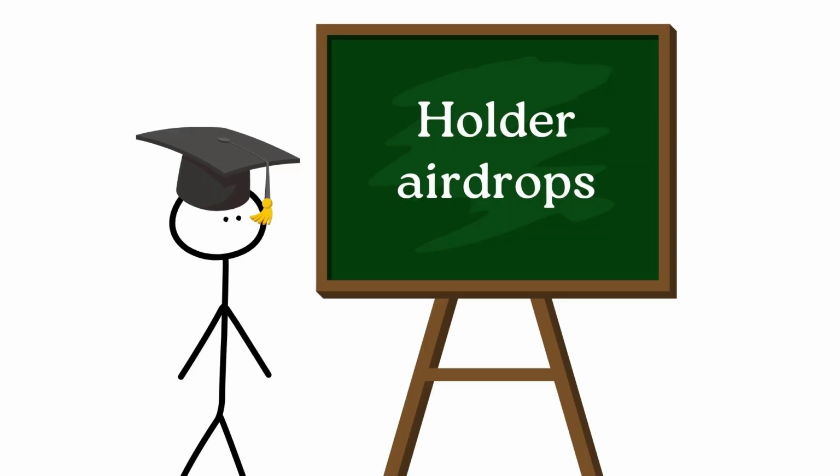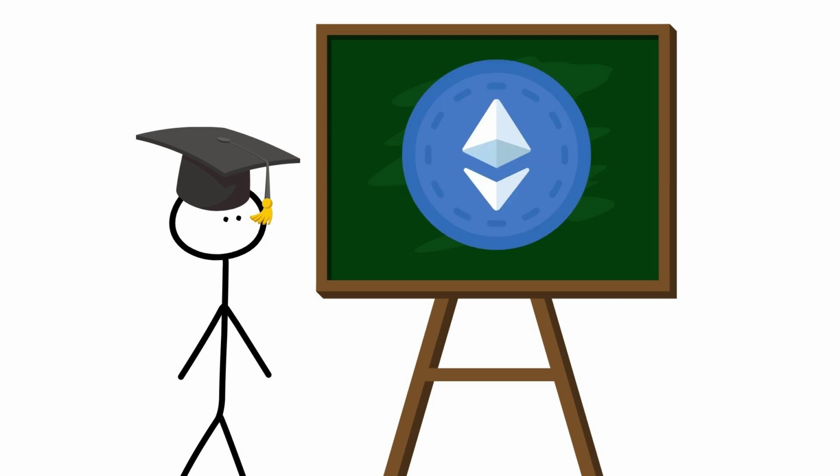Number 3 is holder airdrops, and this is where you might already own a particular token.